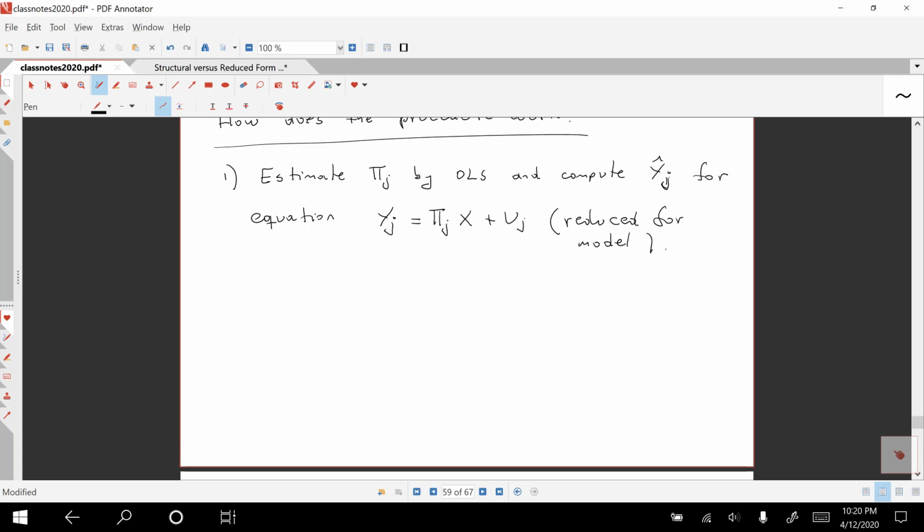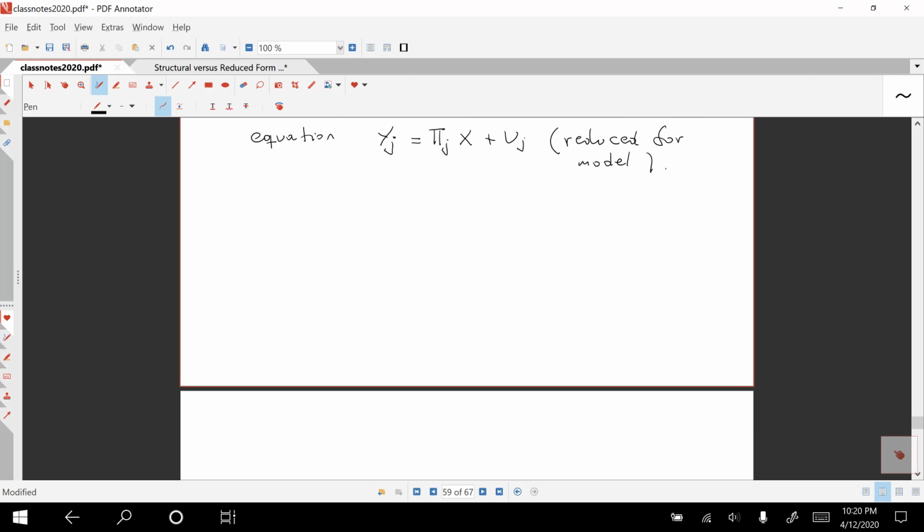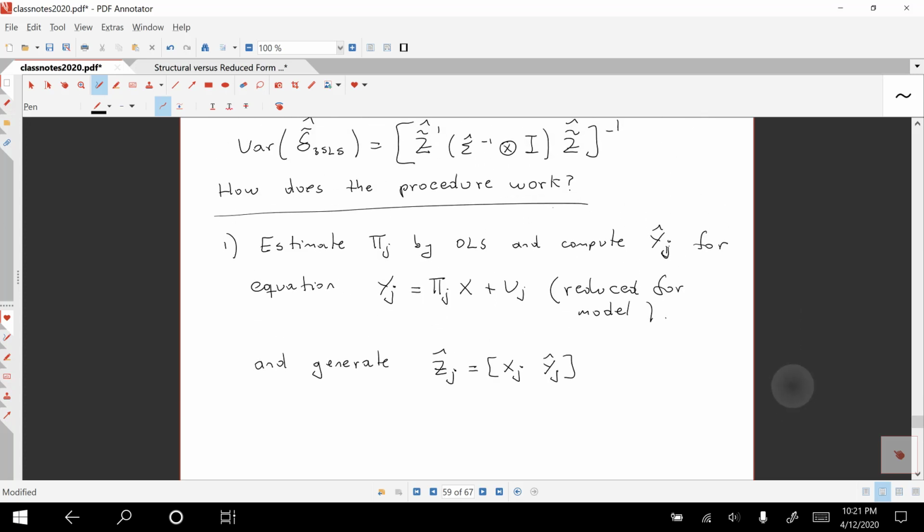So we need to estimate these reduced form models for all of the endogenous explanatory variables that we have in each equation. And once we have that, we can generate the matrix of Cj hat. Remember, that is the matrix we use when we're talking about the two-stage least squares procedure. So we use the predicted values of that first stage. So that's the first stage.